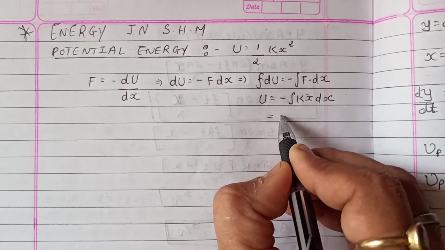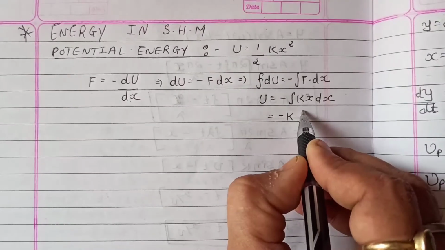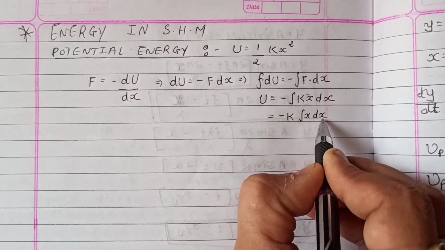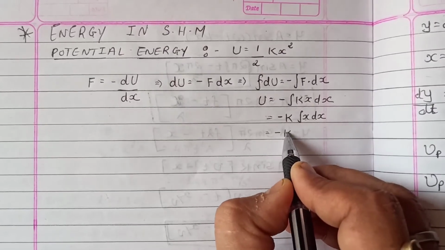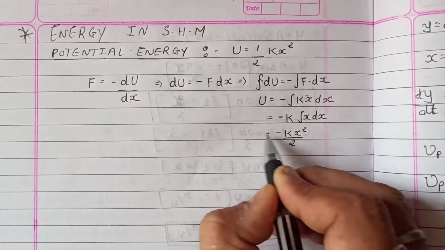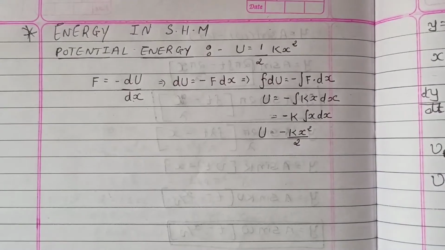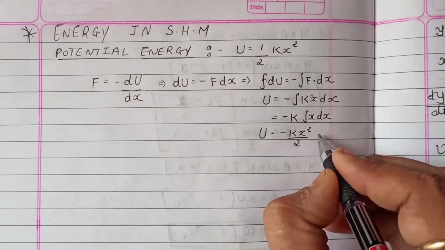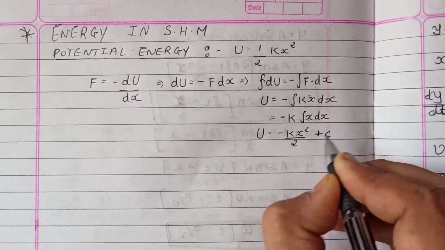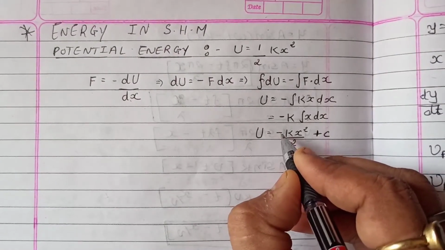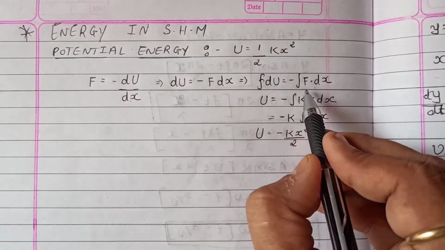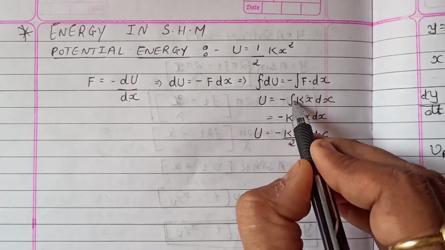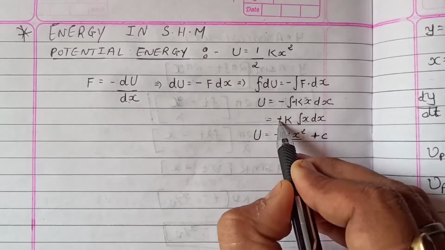Now take k outside, keep the minus, this is the integration of x into dx. So the integration of x with respect to x is minus kx square by 2. The minus sign shows it is opposed to the external force. Okay, and if we don't want to keep the minus sign in mind, that is also fine. Okay, F is already minus, here the minus sign is because of this, and F is equal to minus kx, minus minus, here the plus.